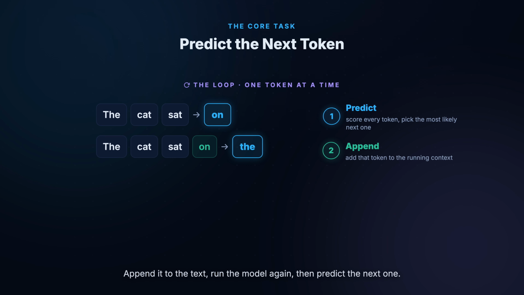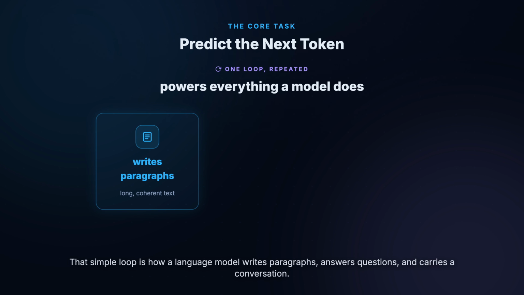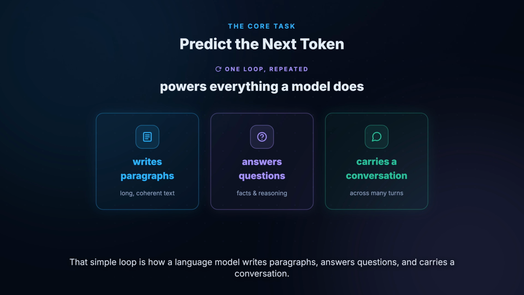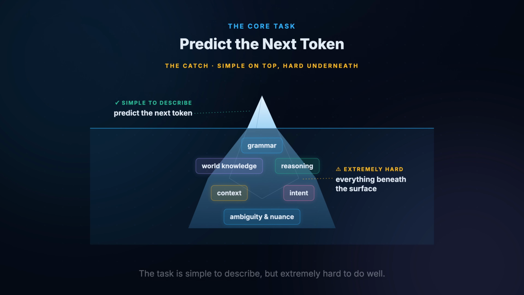Append it to the text, run the model again, then predict the next one. One token at a time. That simple loop is how a language model writes paragraphs, answers questions, and carries a conversation. The task is simple to describe, but extremely hard to do well.